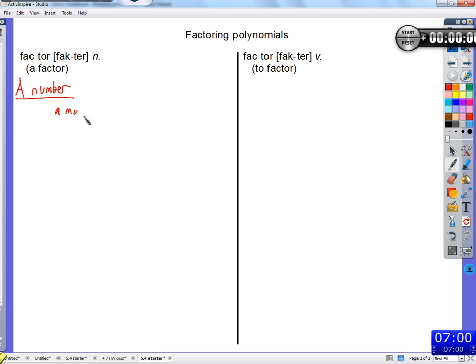So a factor: a number that multiplies by another number to make a number. Okay. Well, that's kind of confusing, right? A number that multiplies by a number to make a number.